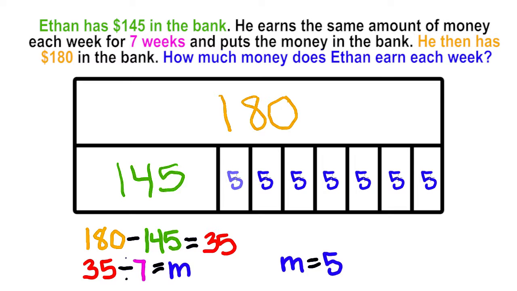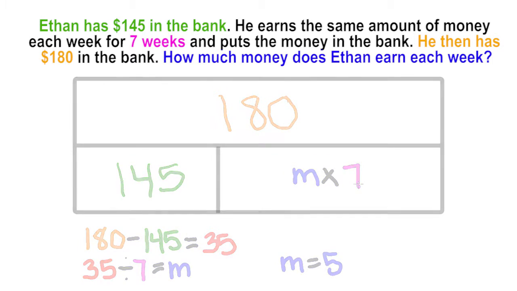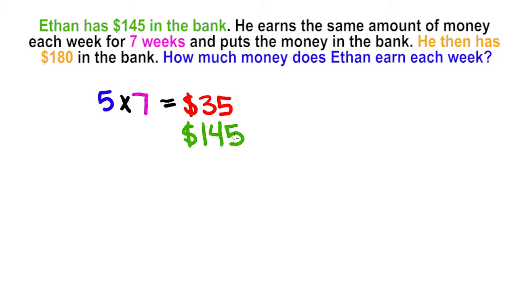If I wanted to use an equation, I could draw my diagram in a similar way, putting M times 7 rather than putting M in a box 7 different times. I can check my work by working backwards. I first could multiply 5 times 7, representing the number of weeks. He would have earned $35 if he earned $5 each week. We know that Ethan already had $145.